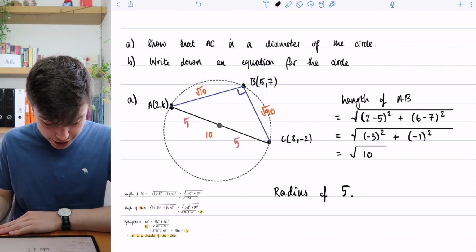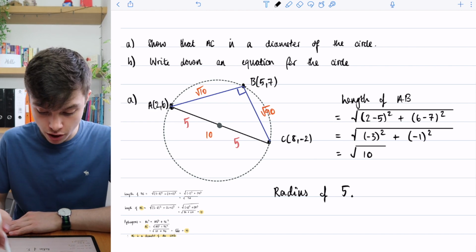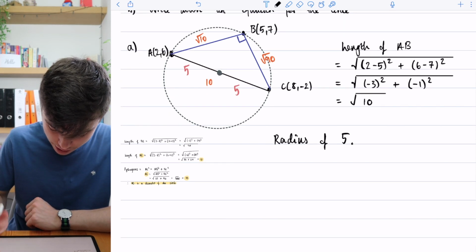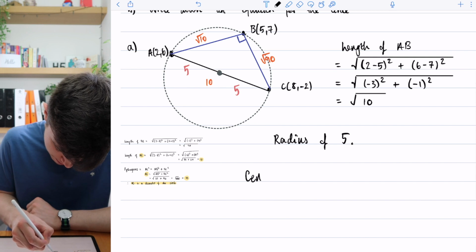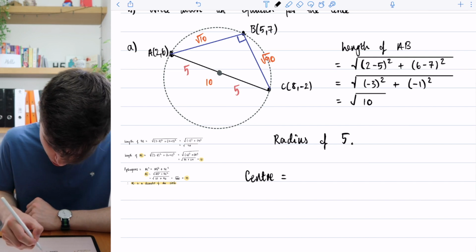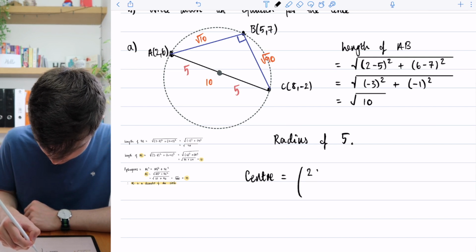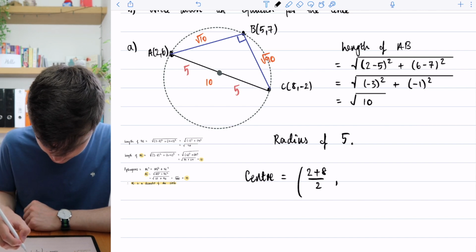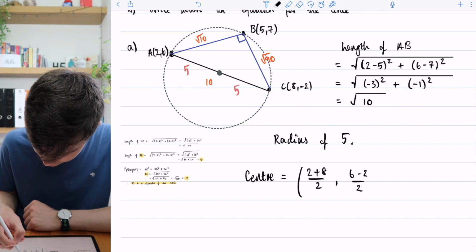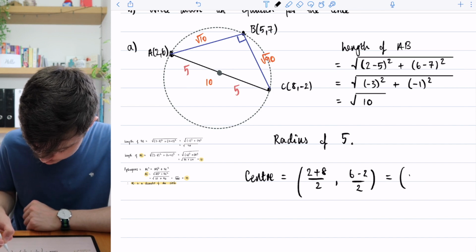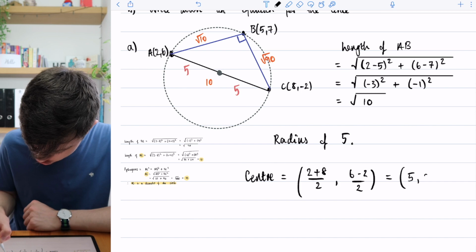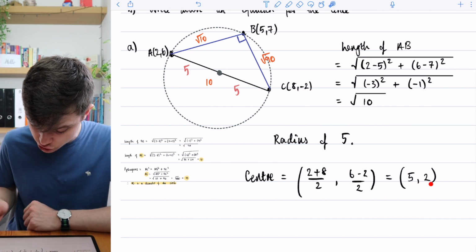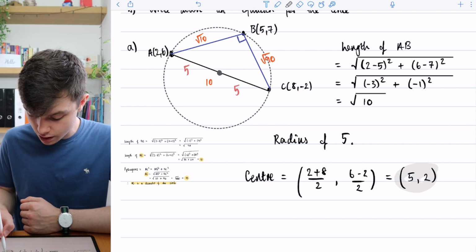The centre is going to be the midpoint of the diameter. Okay, so we can work out the midpoint here, which will give me the centre. So the midpoint will be adding the x coordinates together divided by 2 and adding the y coordinates together divided by 2, which will give me 5 and 2. I think that will be 10 over 2, which is 5. That will be 4 over 2, which is 2. So that's the centre of the circle.